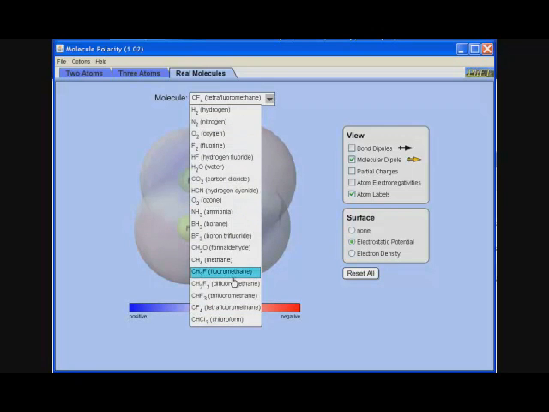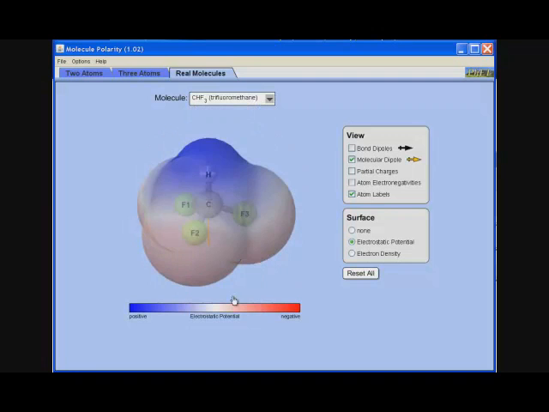Once I add trifluoromethane, I now have a hydrogen with 3 fluorines attached to the carbon atom. I am going to notice a molecular dipole, and I'm going to notice a difference in the electrostatic potential as well as the electron density of this molecule because I'm now looking at a polar molecule. Now this is the simulation on molecule polarity from PhET.